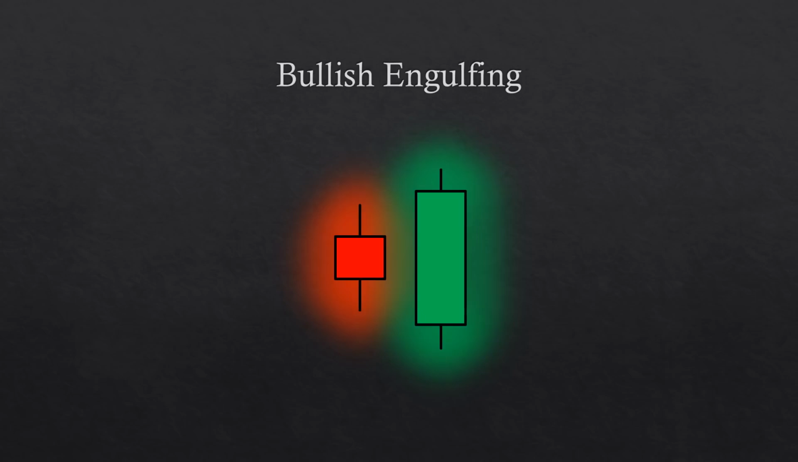The bullish engulfing pattern is formed by two candles, where the first candle is a small bearish candle, and the second is a medium to large bullish candle that completely engulfs the range of the first candle.